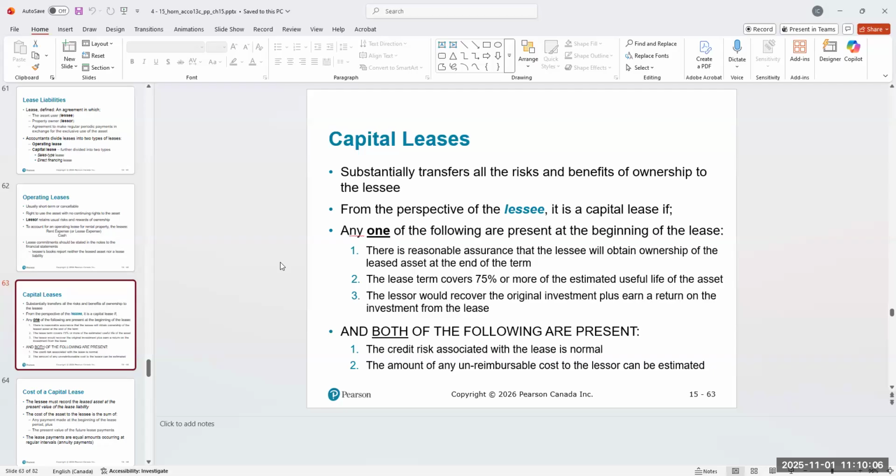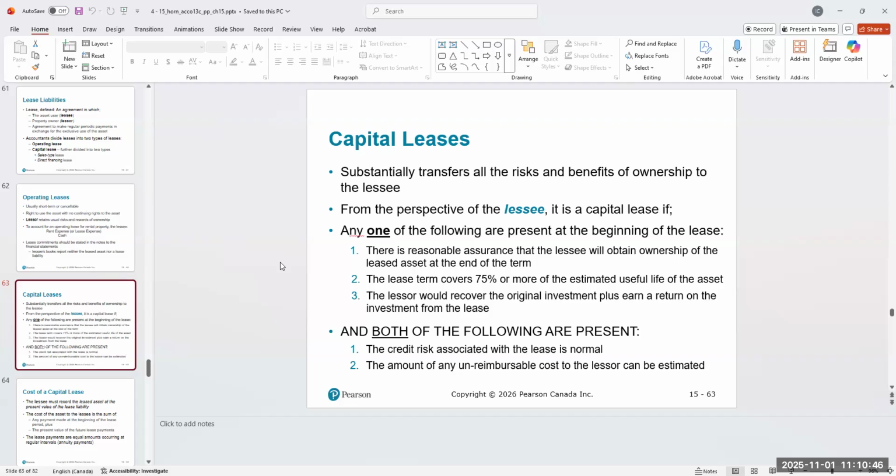So any of the following present at the beginning of the lease. First, there's a reasonable assurance that the lessee will obtain the ownership of the asset at the end of the term. If we have a clause that at the end of the term, the ownership of the asset will be transferred to the lessee, then it becomes a capital lease. Second condition. Let's say the first one is not available: there's no indication that the asset is going to be transferred to the lessee.